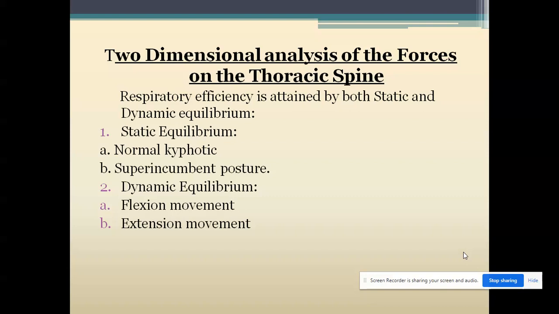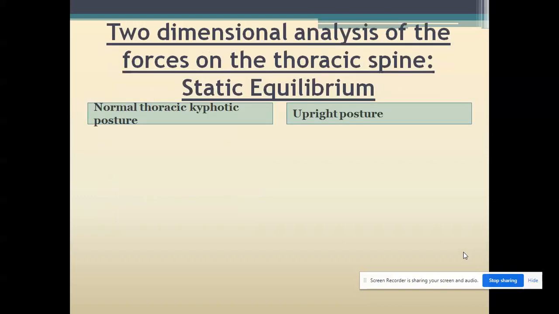Static equilibrium is seen in two types of posture: normal kyphotic posture, that is slightly slouched, and superincumbent upright straight posture. Second point, dynamic equilibrium is seen in flexion movement and extension movement. Coming to the first one, static equilibrium.